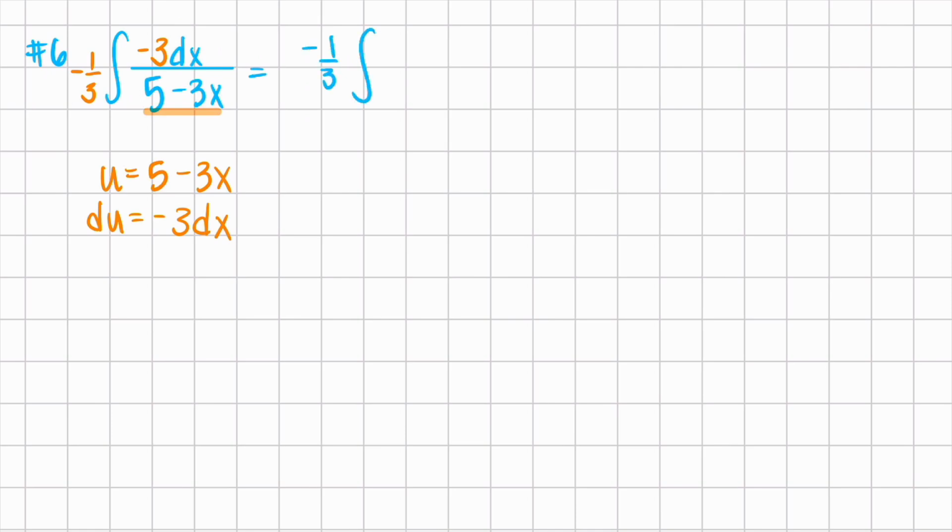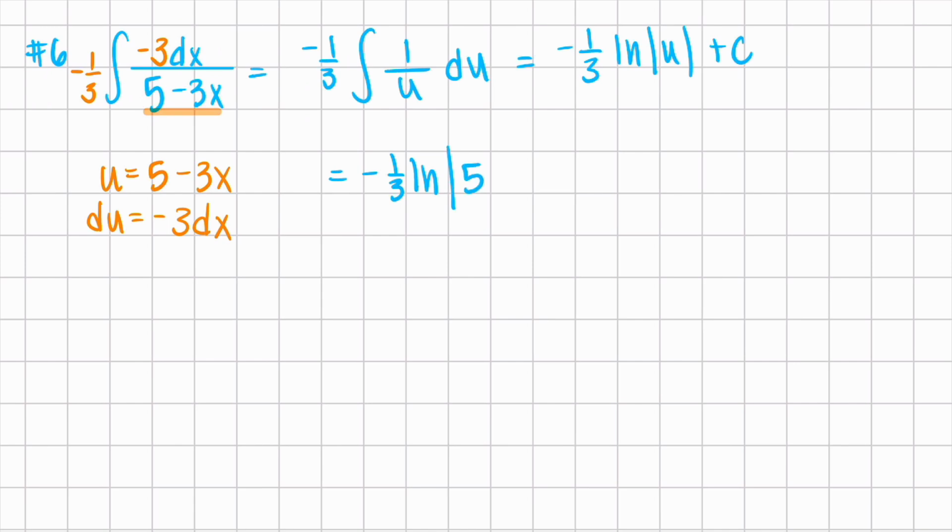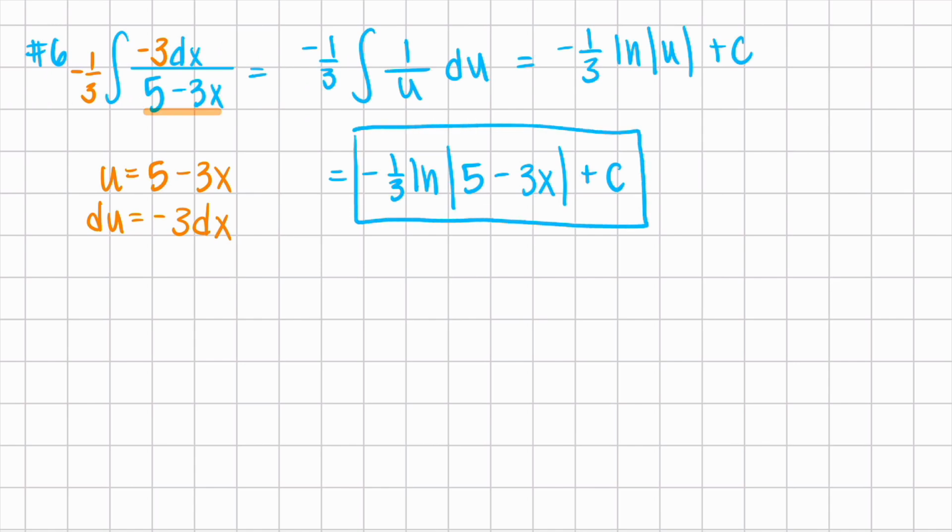Keep in mind that 5 minus 3x is in a denominator, so I have 1 over u, and then I have my du. Keep in mind that when we integrate 1 over u, that gives us natural log of the absolute value of u. Don't forget your plus c. Okay, instead of u, we want it to be in terms of x, so put your 5 minus 3x back in there, and we get our answer.